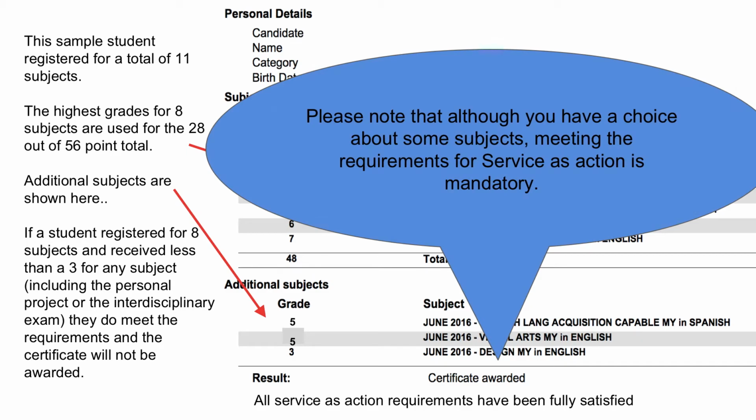Students do also have to meet all the requirements for service as action. You can see that also shows on the summary of results here.